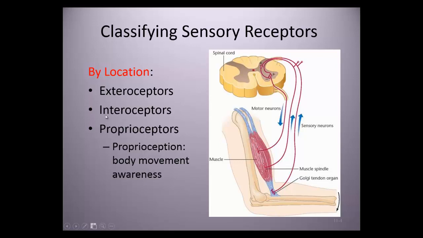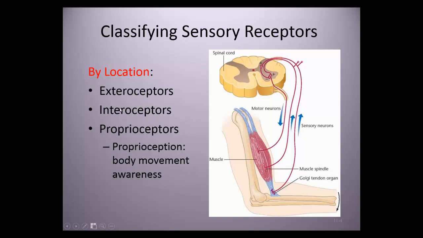Interoceptors are receptors that respond to things inside the body, for example, blood pressure or chemical changes within the blood, stretch of the bladder, stretch of the stomach, hunger, thirst. Those are all examples of receptors that respond to conditions inside the body.